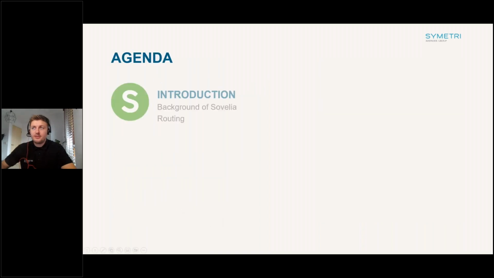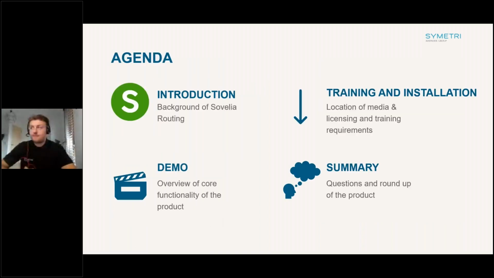So just a little bit of an agenda then, and we're going to be breaking it down into 4 key sections. So I'll start off by giving you a little bit of an introduction to the software. So a bit of the background of Sovelia Routing, so why it was developed. We'll have a look at some of the functionality requirements that you as customers or users of the product day in, day out have, why you needed the product and why there was a gap in the market for it. Okay, and why the product is a differentiator from other software.